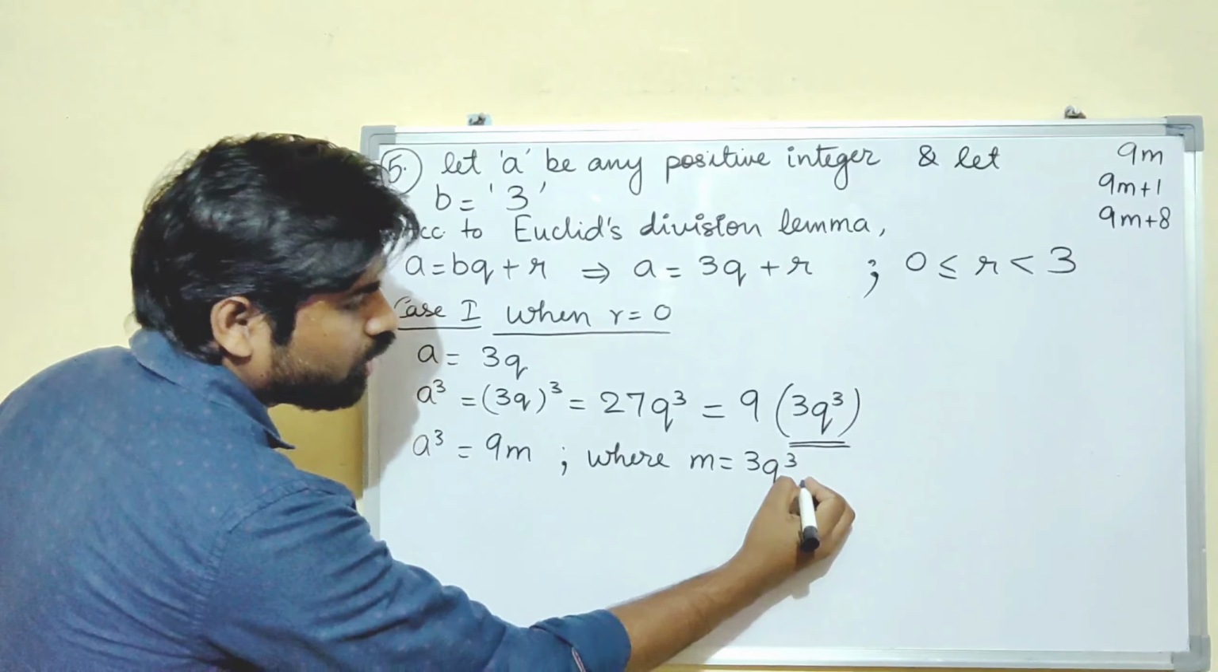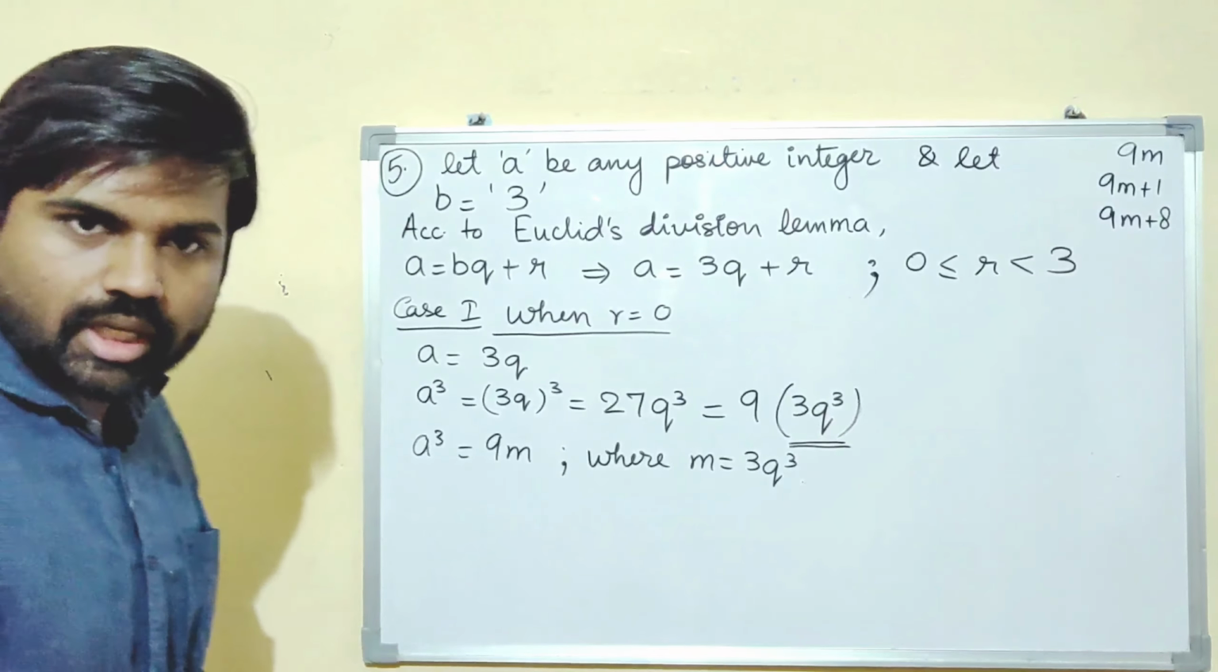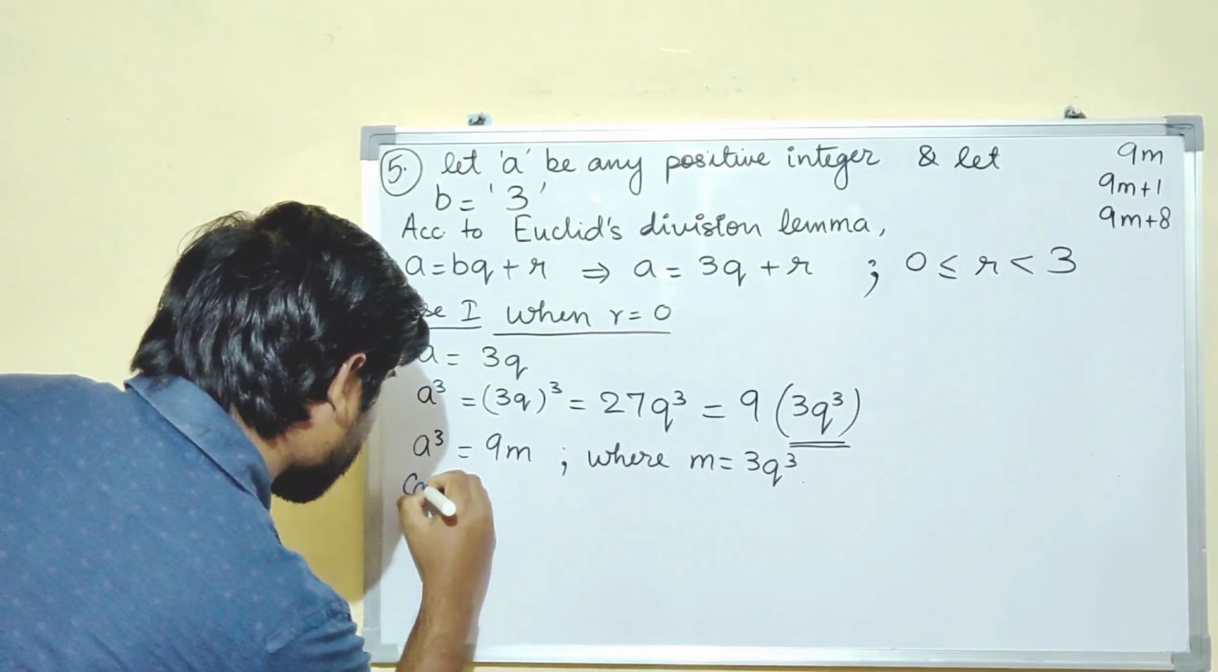We will write a cube equals 9m, where m equals 3q cube. Okay, now let us see the second case, for which I am using the second pen so that it is not a mess here.